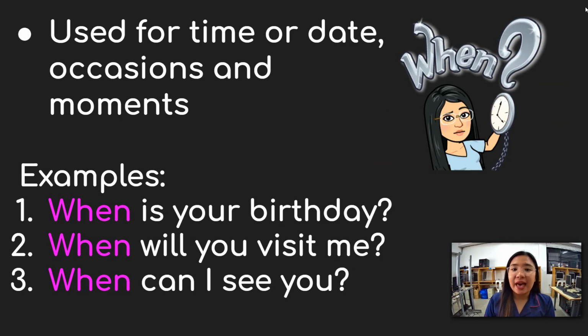Next is when, and we use when for time or date, occasions, and moments. For example, when is your birthday? This question is asking you the date of your birthday. Next, when will you visit me? Is it later? Tomorrow? Next is, when can I see you?